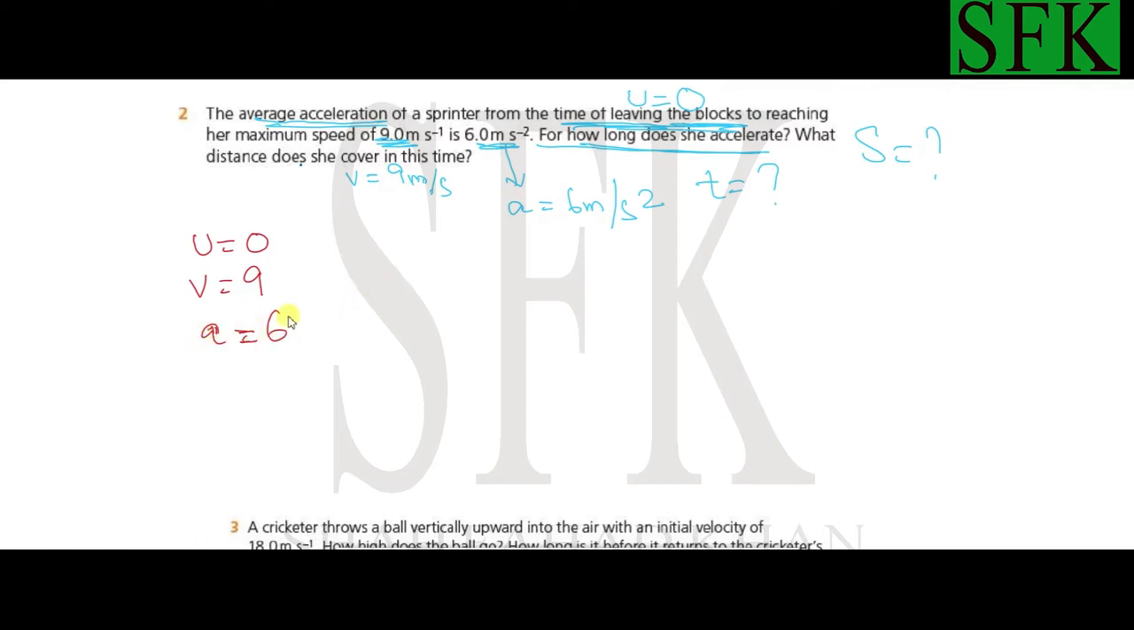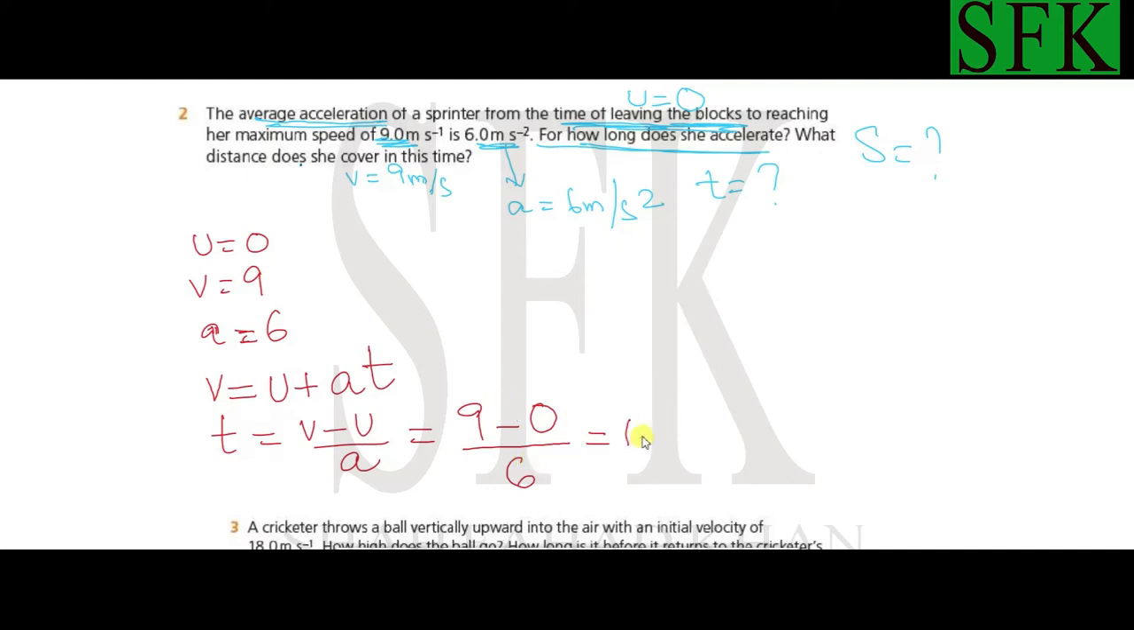Let's use an equation of motion that can give us the value of time and does not involve s. The equation of motion that does not involve s is v equals u plus at. Rearrange it to find t. t is equal to v minus u upon a. v is 9, minus u which is 0, upon a which is 6. So it becomes 3 upon 2, which is 1.5 seconds. 1.5 seconds is our time.